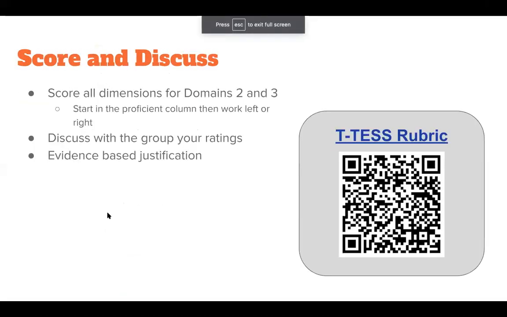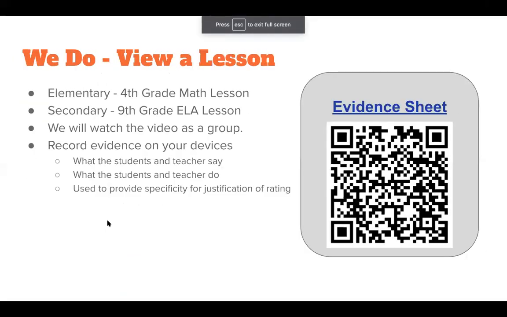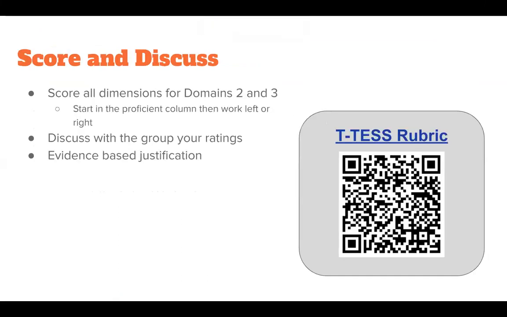I reminded the evaluators that what we need to be doing is watching it as a group and recording the evidence. And then when we were done, we had them pull up the T-TESS rubric itself and talk in small groups, and we scored domain 2 and 3 only. The reason is that when you're using the NIET videos, you don't necessarily have access to the teacher's lesson plans, so it's hard to do domain 1 in its entirety. And obviously we don't do domain 4 until the summative, so that's not a part of it either.